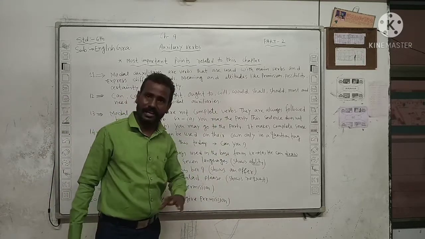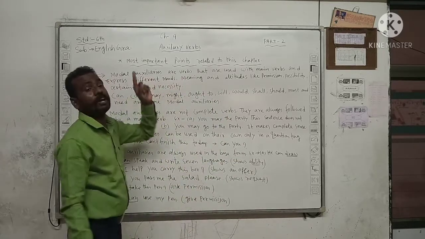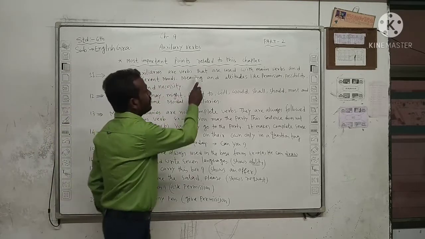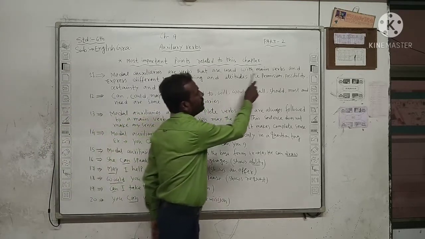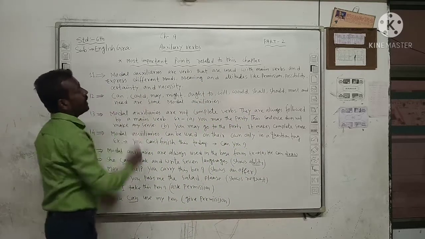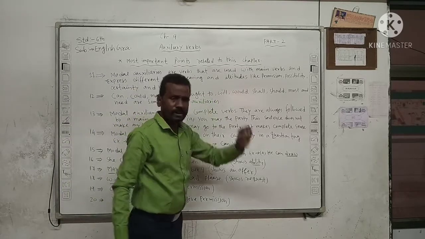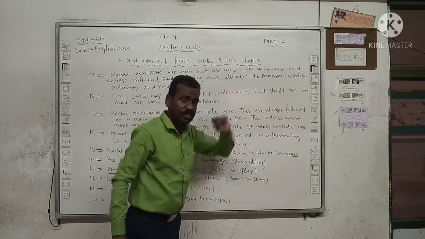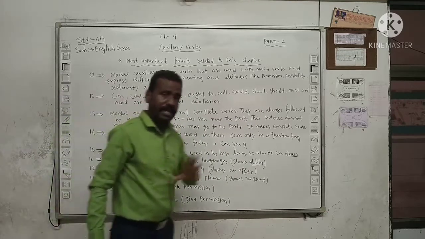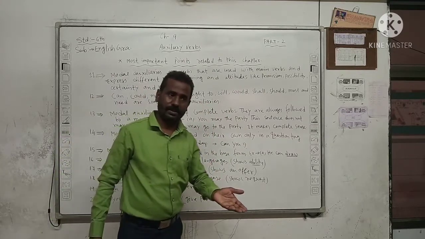That also I will tell, how to use that also. According to this point number 11, modal auxiliaries are verbs that are used with main verbs and express different modes, meaning and ability like permission, possibility, certainty and necessity. That is how it is possible with the modal verbs.